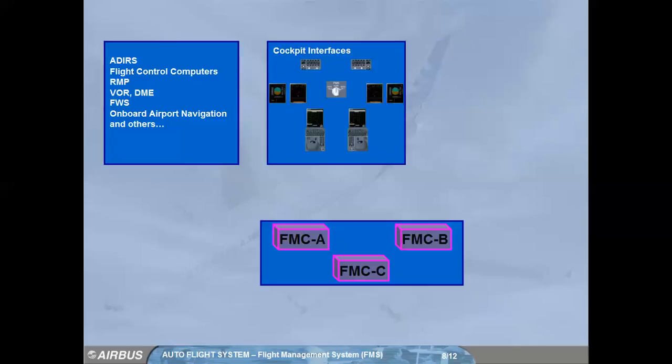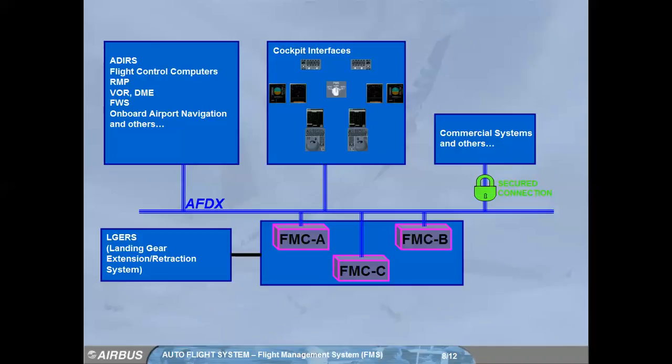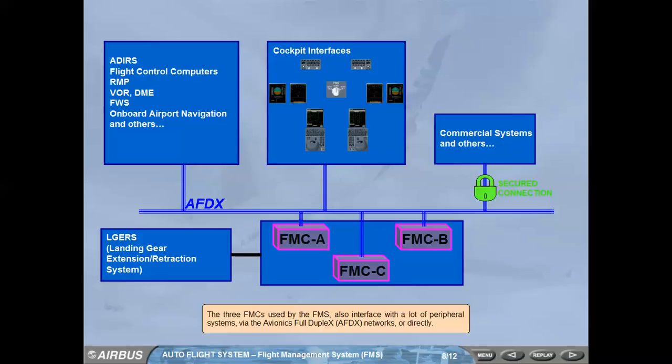The three FMCs used by the FMS also interface with a lot of peripheral systems via the avionics full duplex AFDX networks, or directly.